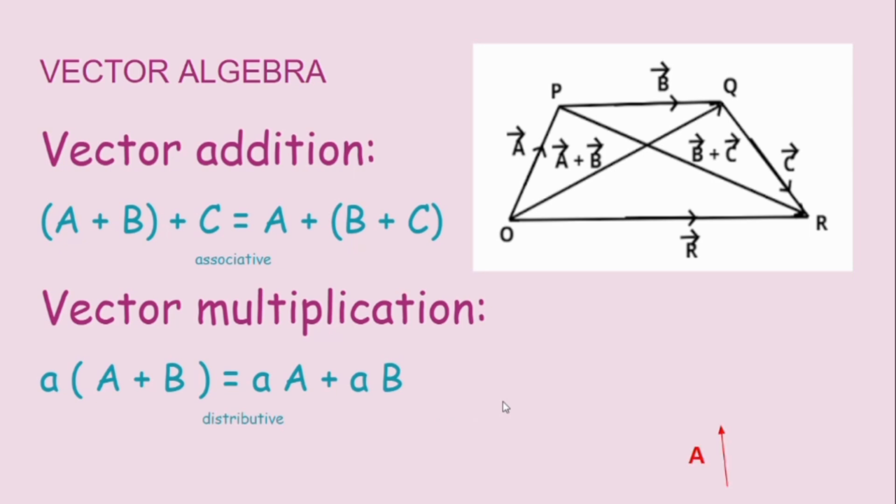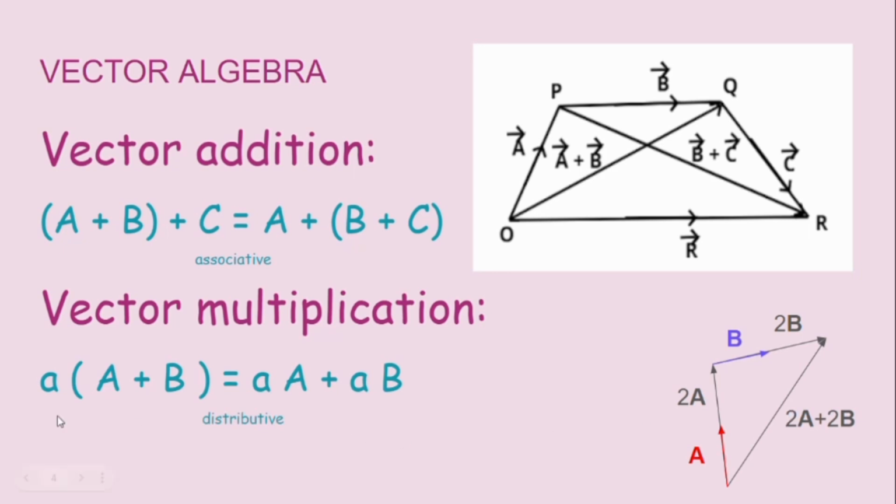Now in the figure, we will take a vector A and multiply it by 2. The magnitude will become twice, and we will consider another vector B and it will become 2B when we multiply it by 2. Now we will add these two vectors 2A and 2B. This will be the resultant vector.